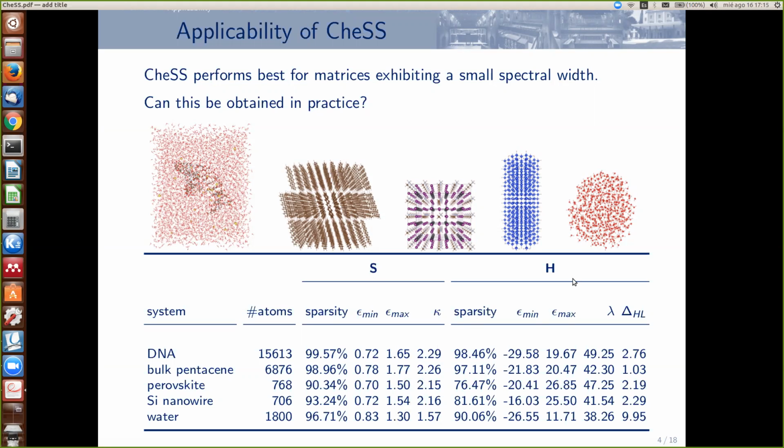The same also applies for the Hamiltonian. Here I show you the minimal and maximum eigenvalue in electron volts. You see the spectral width is on the order of 45 to 50 electron volts, which is also quite small. You can also see that I noted the HOMO-LUMO gap. All of these systems have a finite HOMO-LUMO gap of a few electron volts. I will also show you later that CheSS performs well if we have a large HOMO-LUMO gap. If you have metals, it still works, but it's not ideal.